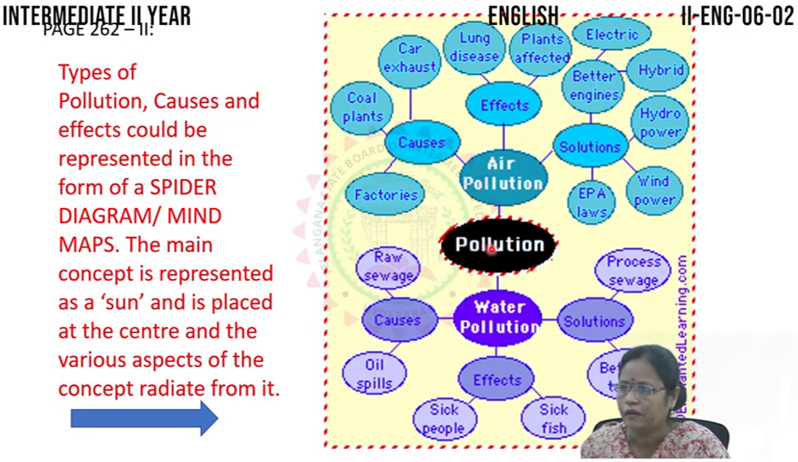Okay, and what is the other type? Water pollution. What are the causes for water pollution? Raw sewage and oil spills. Okay, what is the effect of water pollution? It may lead to sickness in people, or fish may get spoiled. And what will be the solution for it? Processing of sewage, recycling, and using better oil tankers. So this way, this small diagram will give you the important points on this topic, pollution. This way also you can show your topic in note making.